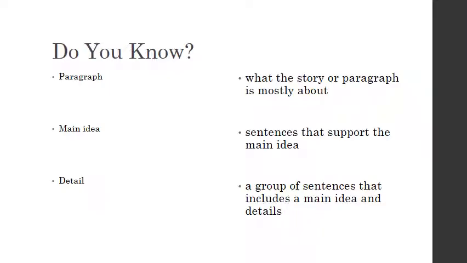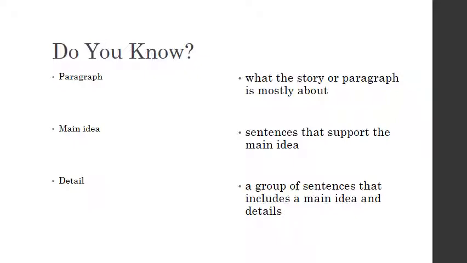First of all, let's play this short, quick game. The game's name is Do You Know? On the left, we have a list of words: paragraph, main idea, and detail. On the right, we have short explanations. 1. What the story or paragraph is mostly about. 2. Sentences that support the main idea. 3. A group of sentences that includes a main idea and details. Now we have to match each word to its explanation.